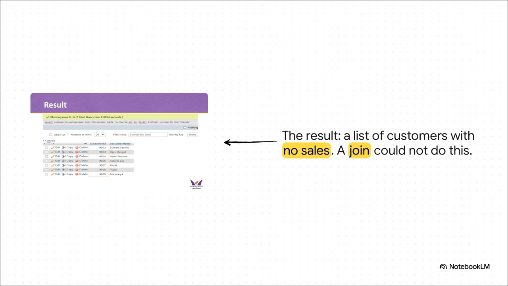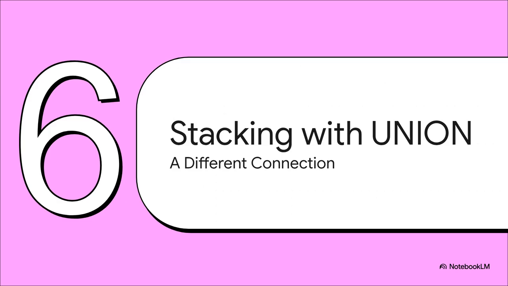And there you have it. The proof is right here. This query gives us a list of all the customers who have no record in the sales table. This is an insight that a join, just by its very nature of connecting matching records, could never have given us. Period.